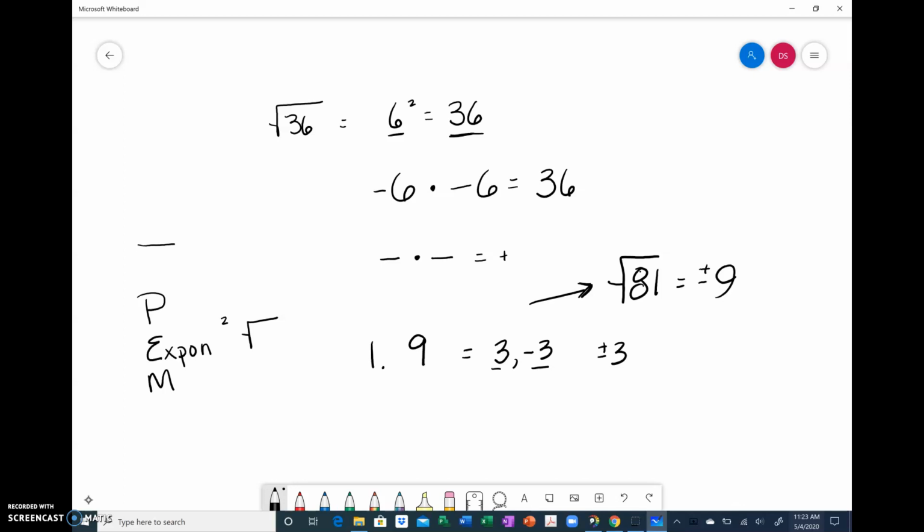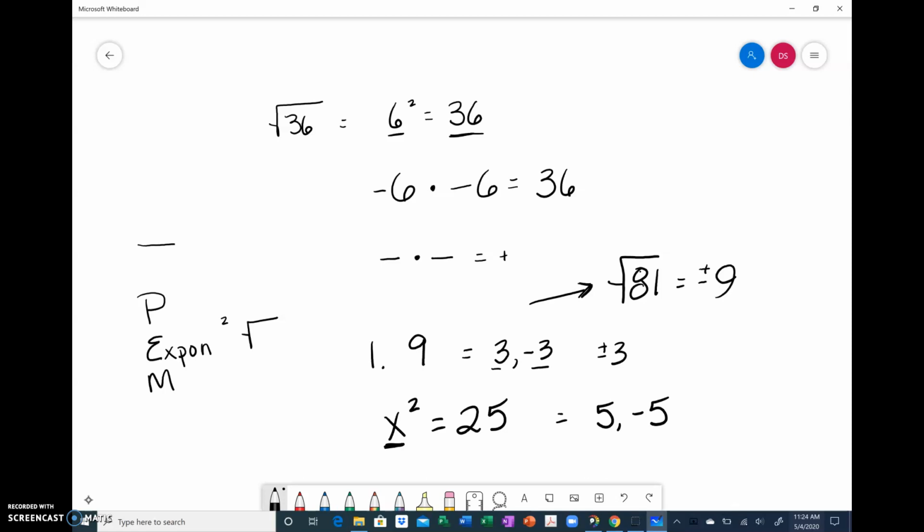Or the other time you will see it, if you flip over to example 5 on page 579, it says to solve the following equation, okay? And you have this. What number, when squared, would be 25?